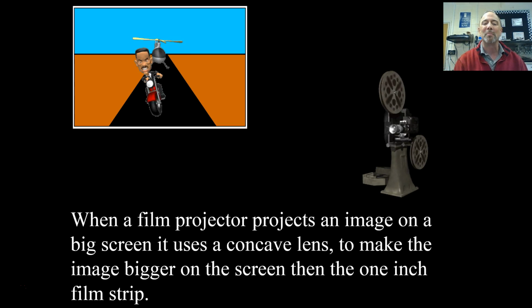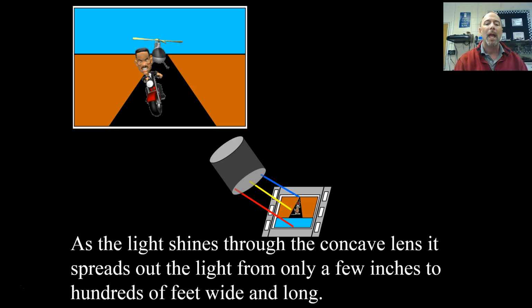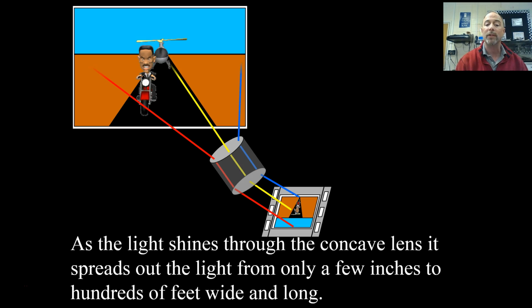When a film projector projects an image on the big screen, it uses a concave lens to make the image bigger on the screen than the 1-inch film strip that it is showing. As the light shines through the lens, it spreads out the light from only a few inches to hundreds of feet wide and long. It's the same thing for our TV projectors as well.